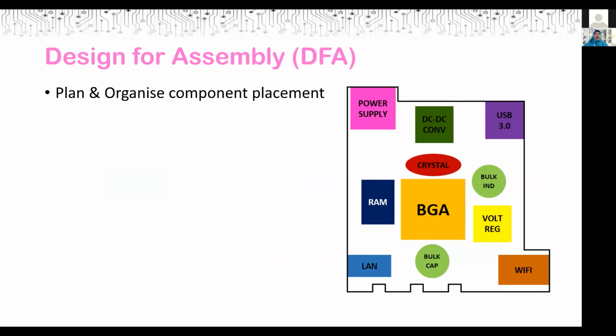To ensure that you conform to the design for assembly processes, do plan and organize your component placement before you start your layout design. You can have a sketch like what I've shown here, or you can have a discussion on what components or circuitries to put in which direction. When you do the planning and organization, you ensure a smooth assembly process at a later stage.